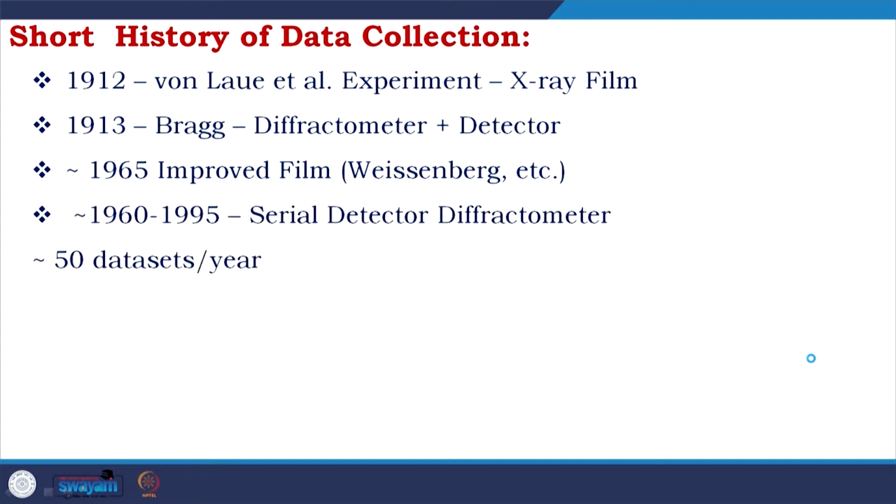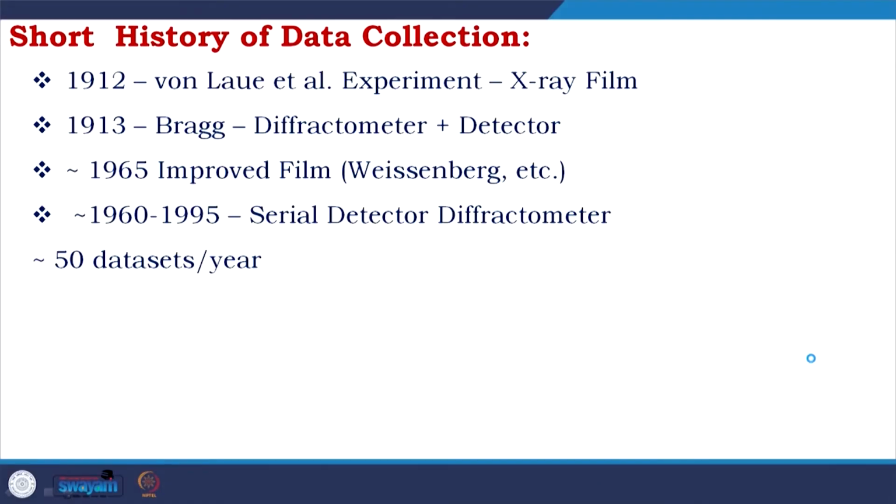From 1960 to 1995, it is the serial detector diffractometer. Okay, so they have to collect one by one. So, the amount of data set collected is really less because it takes a long time to collect. As the statistics told, it is 50 data sets a year. Think about it, you could only have 50 crystals solved. So, if you go back to the Protein Data Bank, I will talk about that in detail. The Protein Data Bank is a database where all the experimentally solved structures, the coordinates, are deposited. If you see, you will clearly see the trend I am talking about.